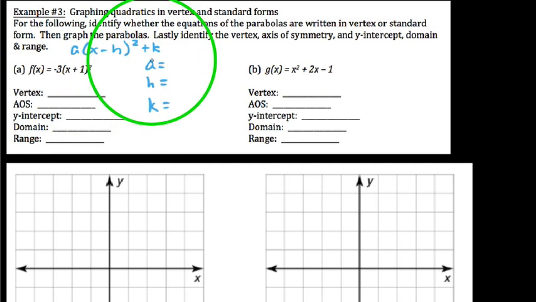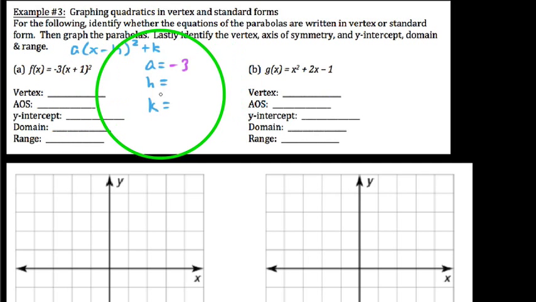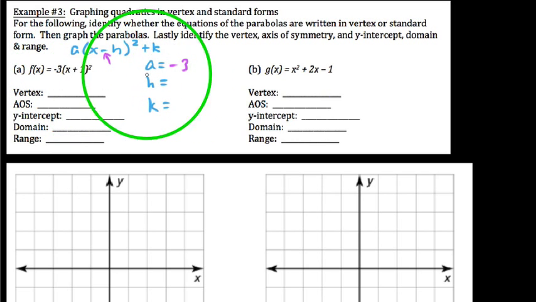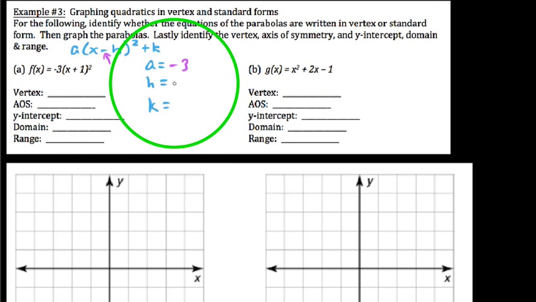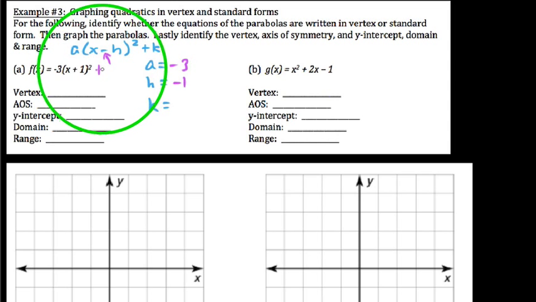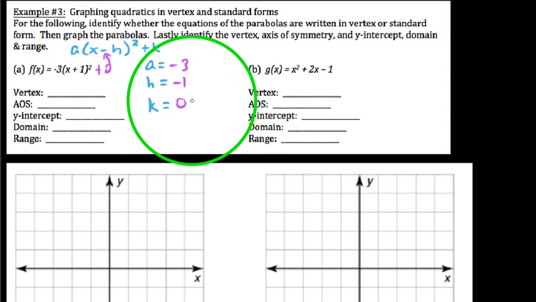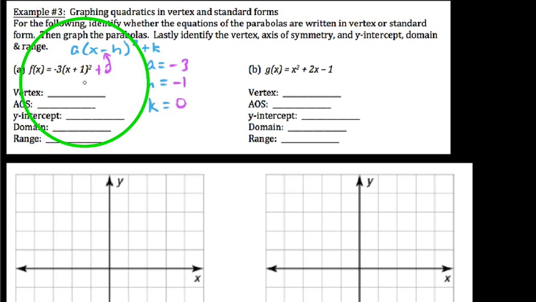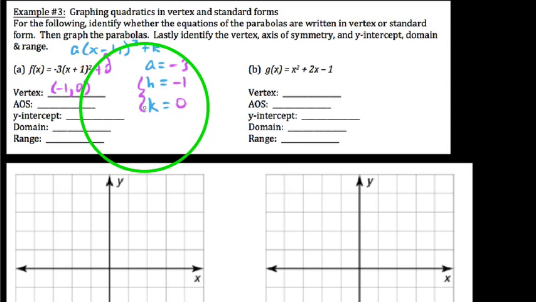So our a value out front here is -3. Our h value, now remember this is a negative right here, or a subtraction relationship. So we have minus a -1 that makes this +1 here. So our actual h value is -1. And I notice that this completely lacks a k value out here. So k is 0. So using what we know about vertex form, we know that the vertex must be located at h comma k, which leads us to that the vertex must have values -1 comma 0, just from these h and k values right here.